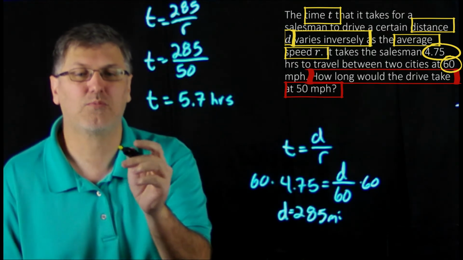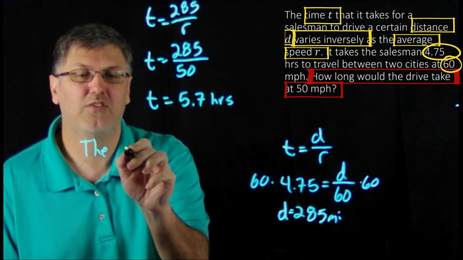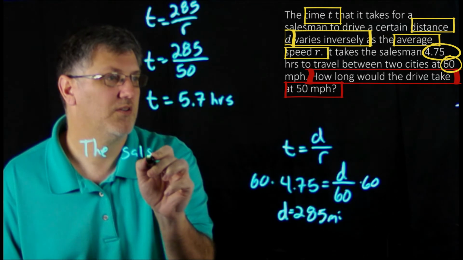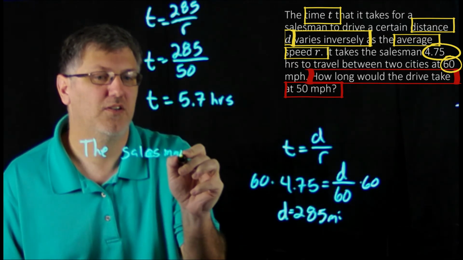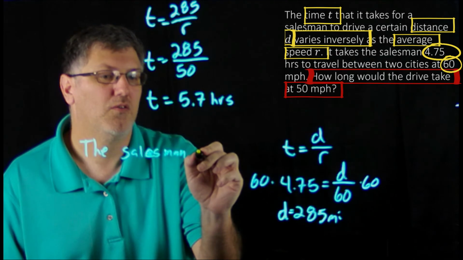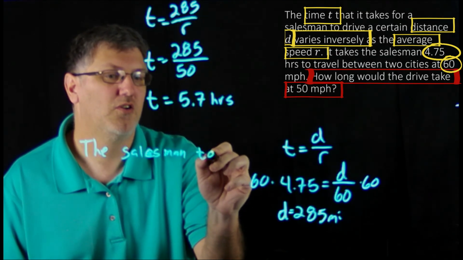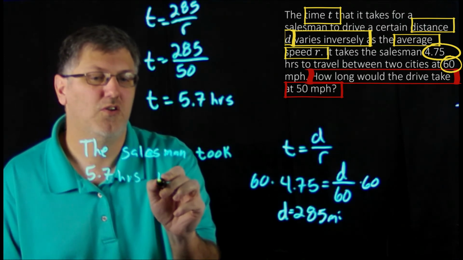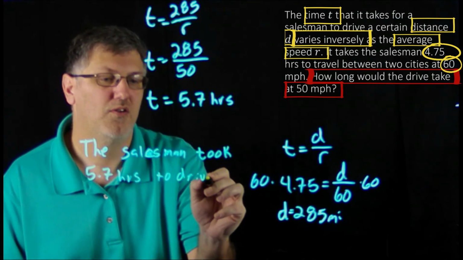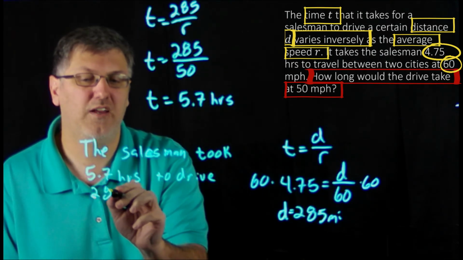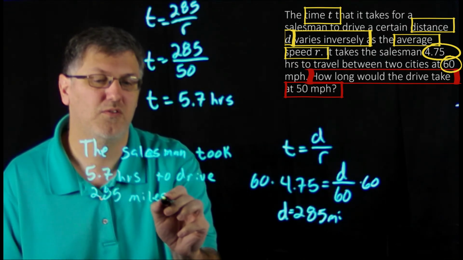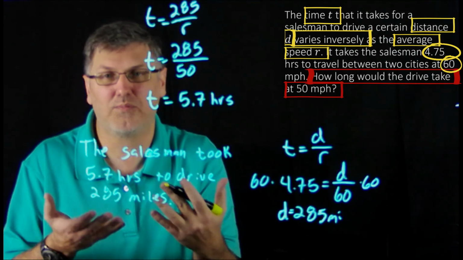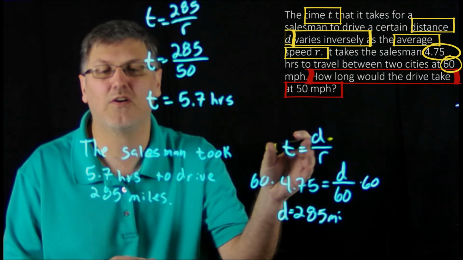So then your answer would look something along the lines of this. The salesman took 5.7 hours to drive 285 miles. Something along those lines. As long as your sentence is a complete sentence and it refers back to the problem itself where it actually answers the question.